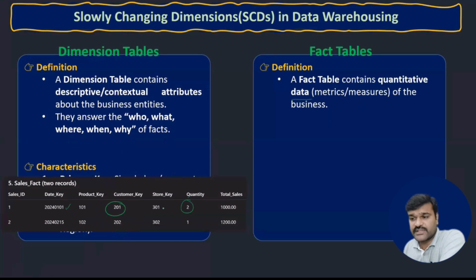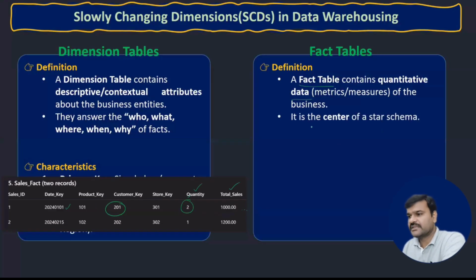What is that product, and where he bought it. If you see, mainly these are the measurables: how much quantity he bought of the product and what the total cost is. Of course there are many columns, but overall the data is like this. That is what we are talking about with the fact table. It is always in the center of the star schema.